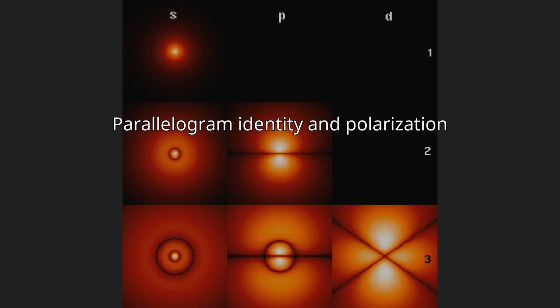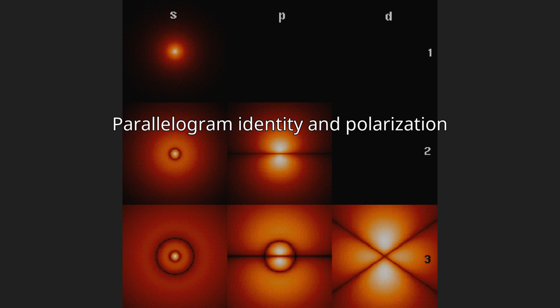Parallelogram identity and polarization. By definition, every Hilbert space is also a Banach space. Furthermore, in every Hilbert space the following parallelogram identity holds. Conversely, every Banach space in which the parallelogram identity holds is a Hilbert space, and the inner product is uniquely determined by the norm by the polarization identity.